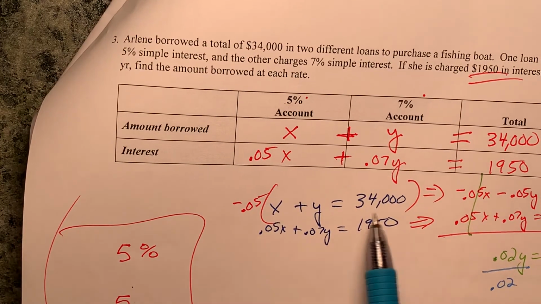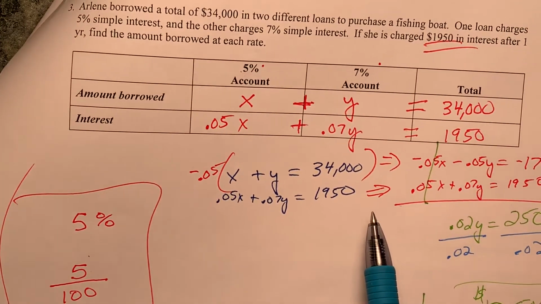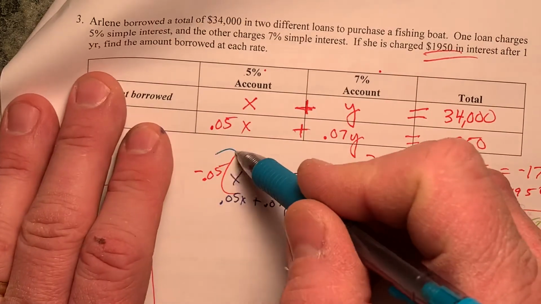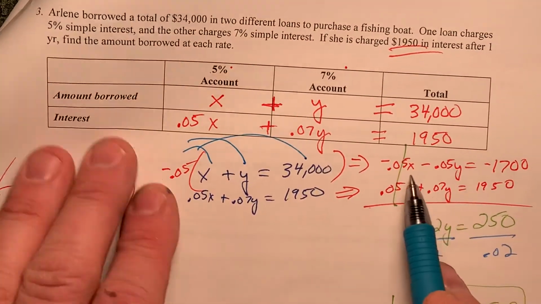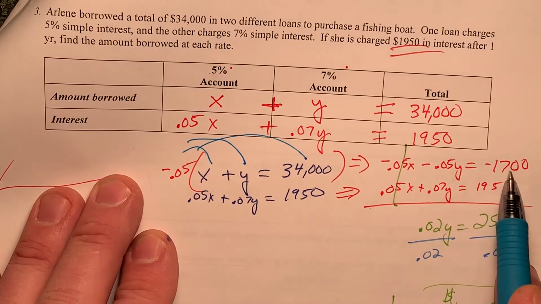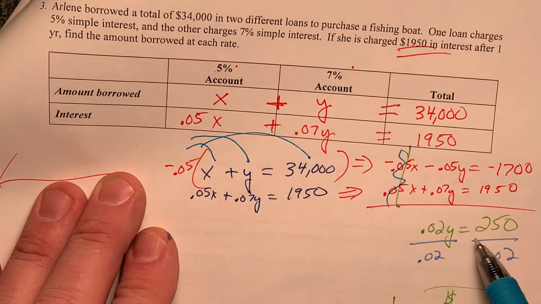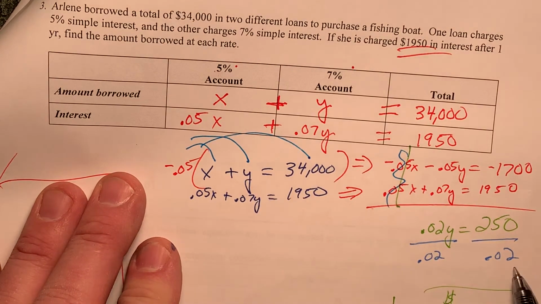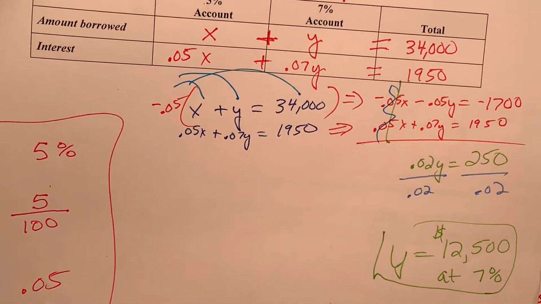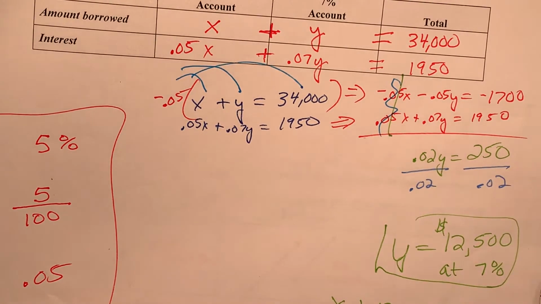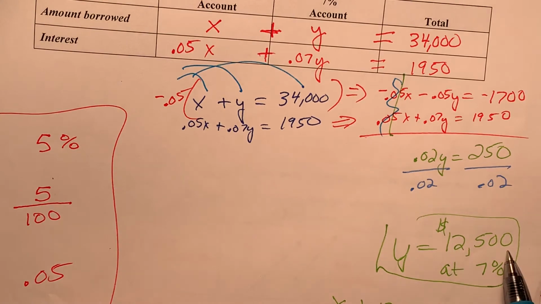And so now look, we have these two equations. Just like before, let's get rid of the x. We multiply everything by negative 0.05 times everything in there. So you get that, and negative 1700. Add straight down. The x's go away. 0.02y equals 250. Divide both sides by 0.02. It's a real life problem, so they're kind of ugly numbers. So you got to use your calculator. 250 divided by 0.02 is 12,500.